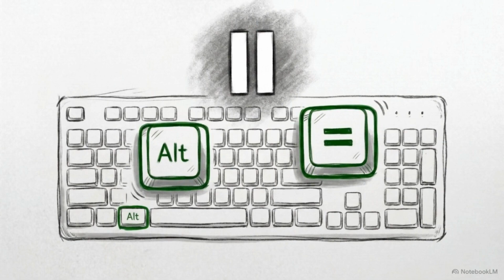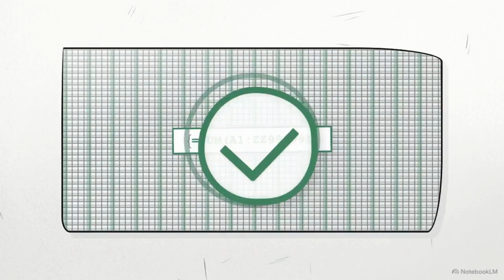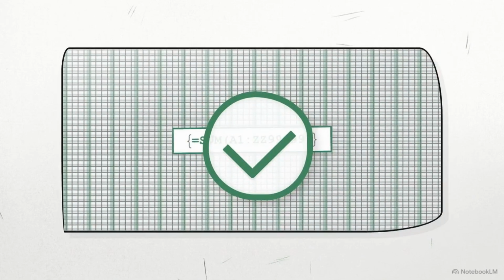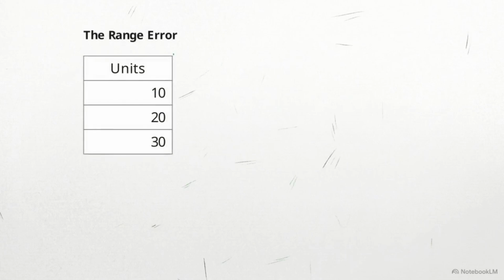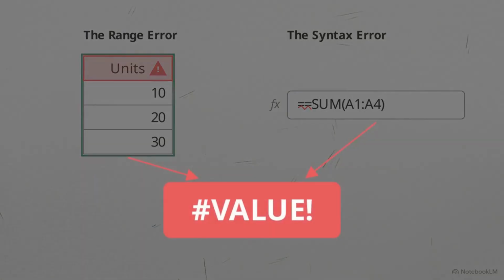Pause the video again and test that shortcut on your practice sheet. Developing these habits now makes your work much more efficient as your spreadsheets become more complex. As you practice, watch out for the two most common errors: accidentally including text headers in your range, or typing two equal signs by mistake. Both will cause the formula to display an error.